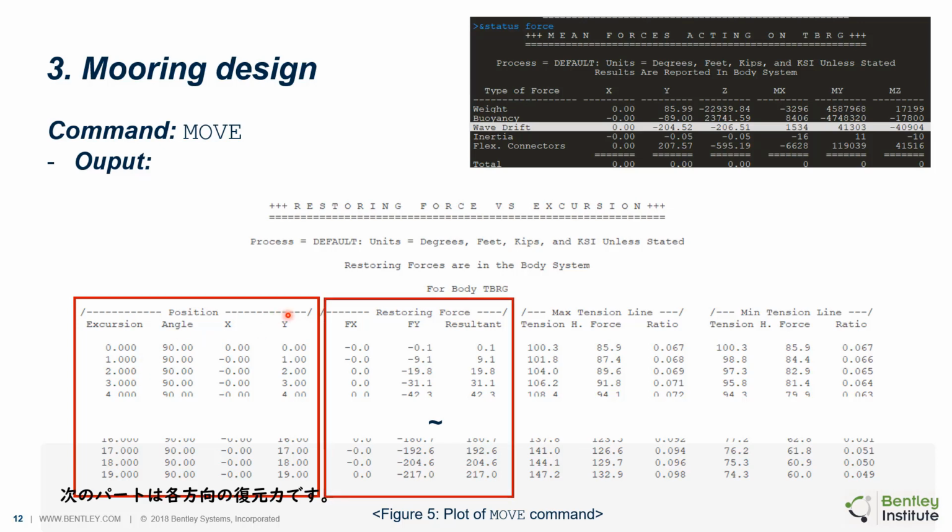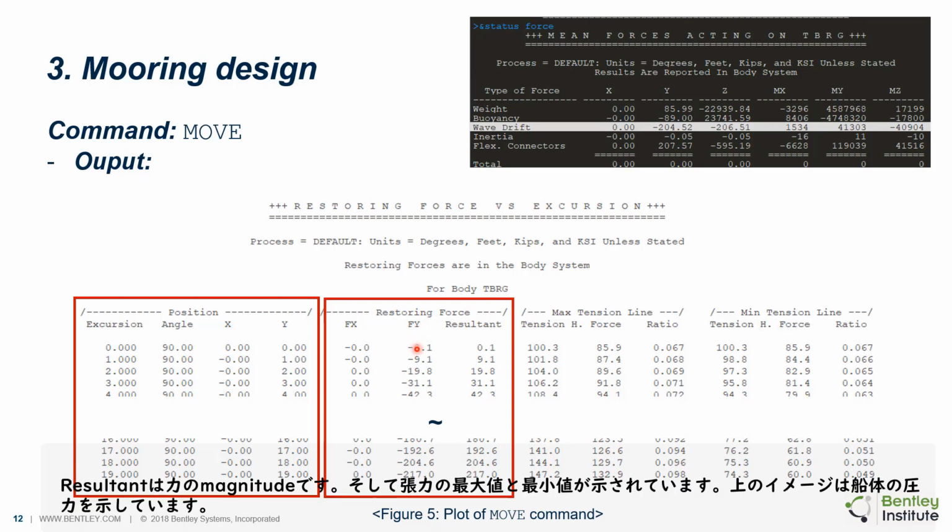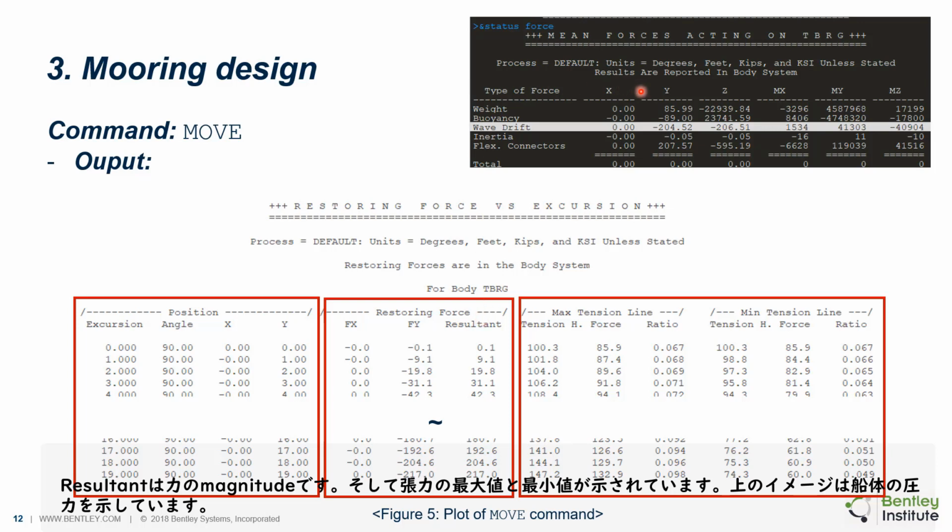reports the restoring force for each direction. Because the vessel moves in the y direction, only Fy is being reported. The resultant is the magnitude of force. Then, the maximum and minimum tension of the line are reported. The picture above shows the forces on the body.